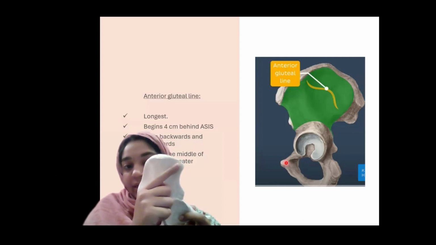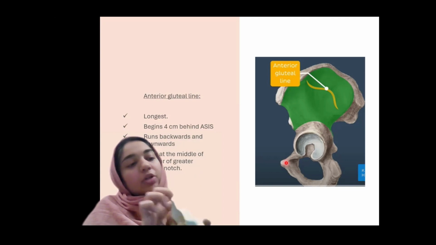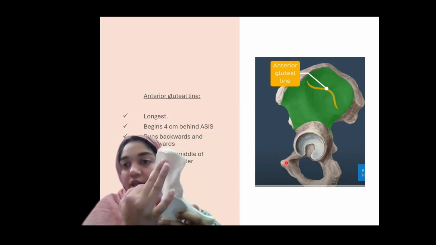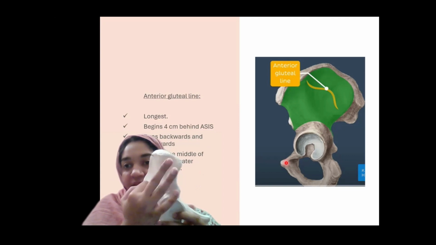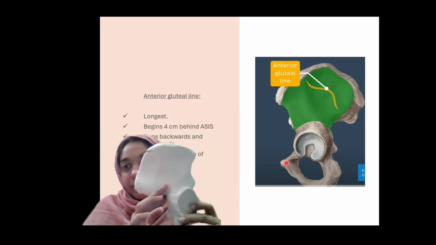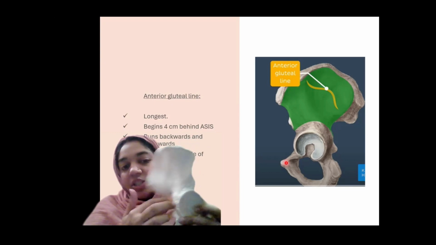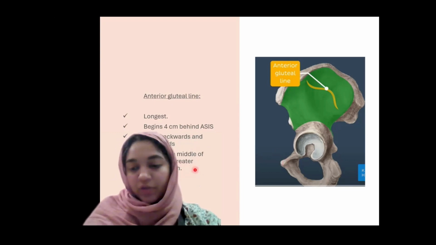So this is the anterior superior iliac spine. It begins 4 centimeters behind the anterior superior iliac spine, runs backwards and then downwards, and ends at the upper border of the greater sciatic notch. So it starts somewhere here, behind the anterior superior spine, and then runs all the way here to the upper border of the greater sciatic notch. All the 3 lines are ending at the greater sciatic notch, right? They're starting somewhere else, but they're all ending near the greater sciatic notch. This one ends at the middle of the upper border of the greater sciatic notch.